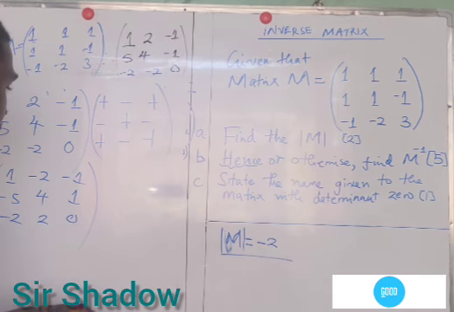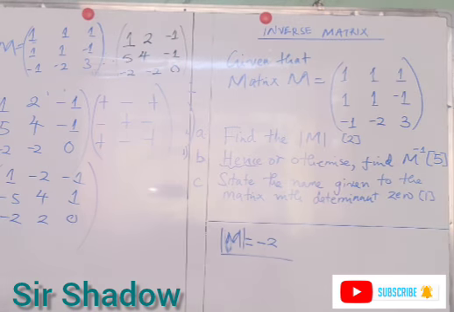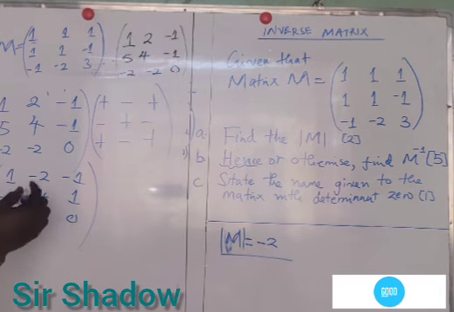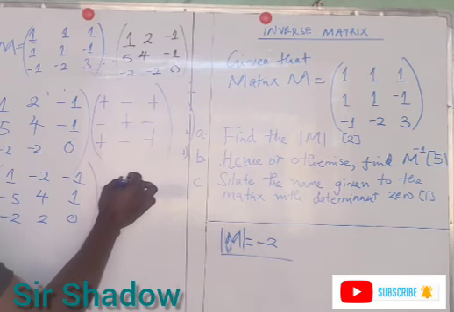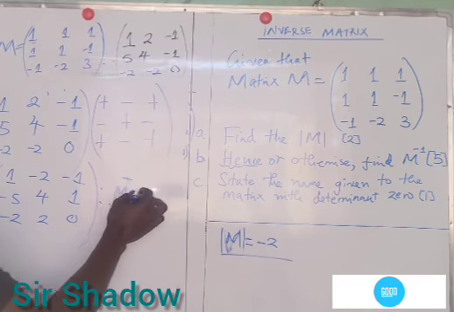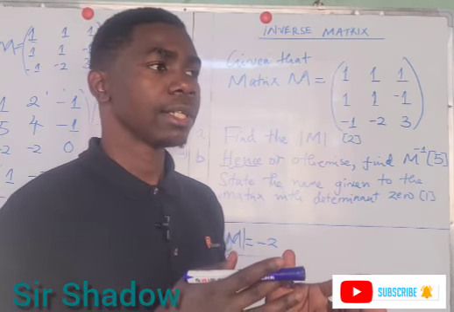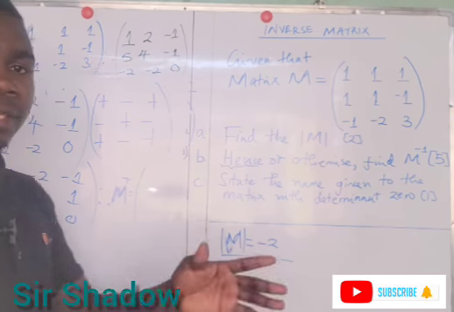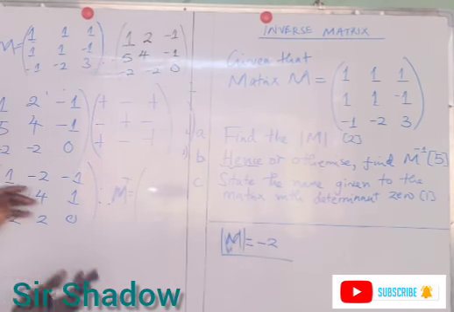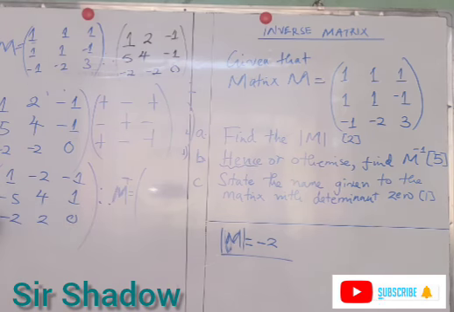This is the matrix of cofactors. Remember, we want to find the inverse of matrix M. But now we have the matrix of cofactors, so let's find the transpose. We are saying M to the power of T. What does transpose mean? Transpose means just changing the rows into columns and columns into rows. This is how to find the transpose of matrix M.